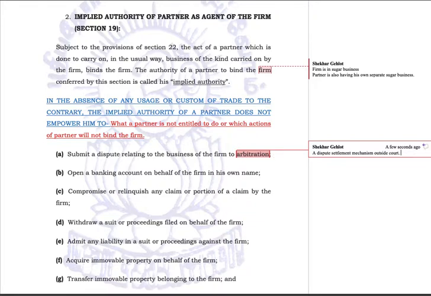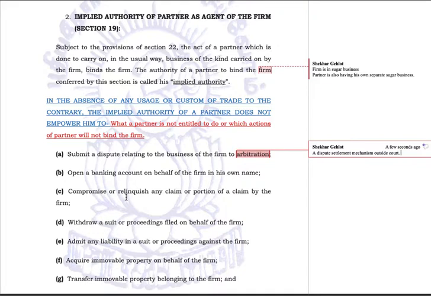Open a banking account on behalf of the firm in his own name. This he cannot do. A partner cannot set up a bank account for the firm in his own name. Okay. The bank account of the firm shall be set up in the firm's name alone. He cannot have it in his own individual name. This is not what he could do.